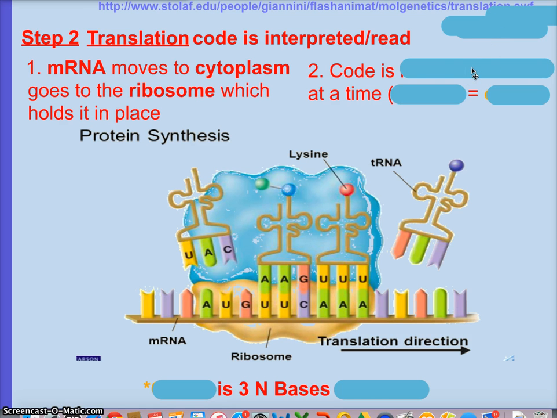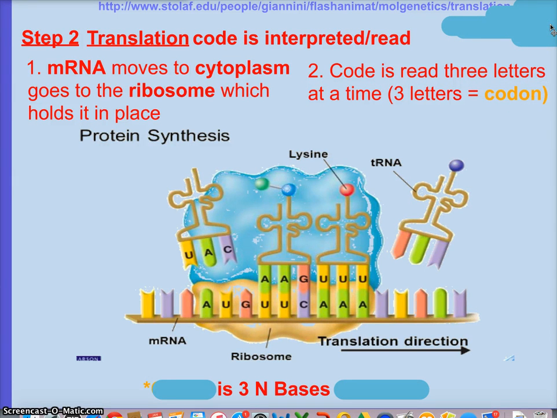How many letters in RNA does it take to read the code? And it's 3. What do we call these 3 letters on mRNA? Codons. They're codes to be interpreted, and each codon specifies a specific amino acid, okay? Who brings in the amino acids? tRNA.